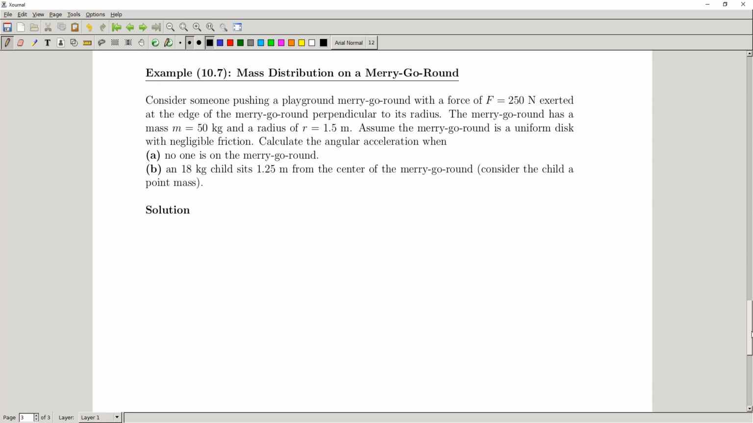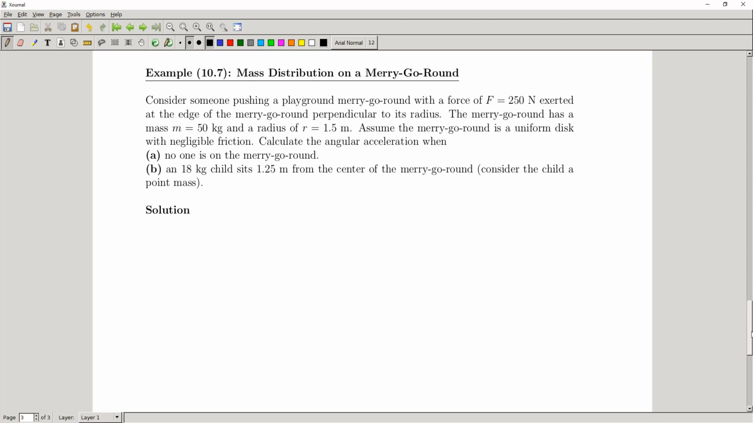So here, as I said, we're looking at one example. The example we're looking at is 10.7 from the textbook. It's a mass distribution on a merry-go-round. Okay, so what are we doing here? We're basically looking at somebody pushing a playground merry-go-round around.